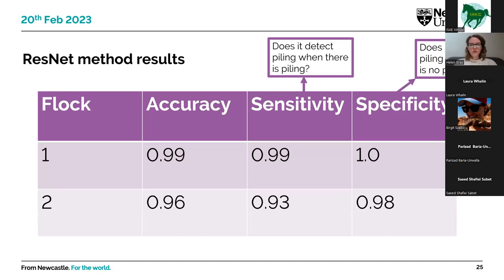So they used a ResNet image classification method for two of our flocks of hens. And to just briefly say, this method worked really well in being able to detect piling behavior when there was piling behavior, and it's able to detect no piling behavior when there is no piling behavior. So we have high sensitivity and specificity. But of course, this is only tested on two of our flocks. And so this code will be made available so that anyone across the globe can use it for their own laying hen studies.